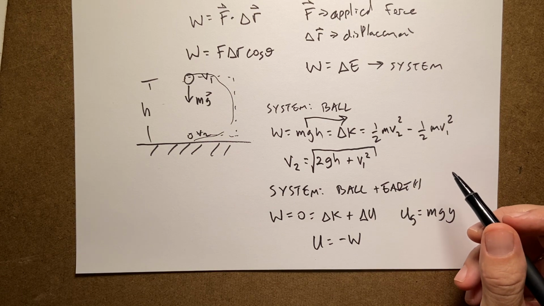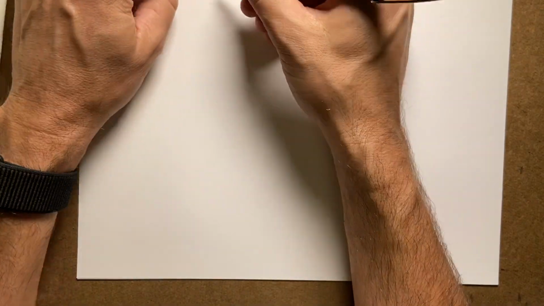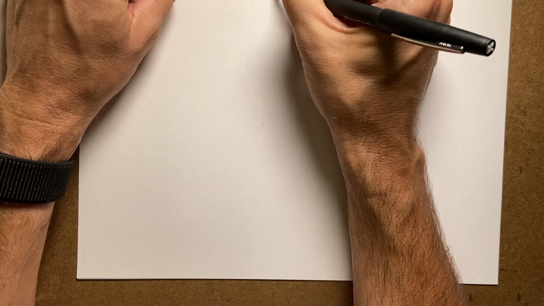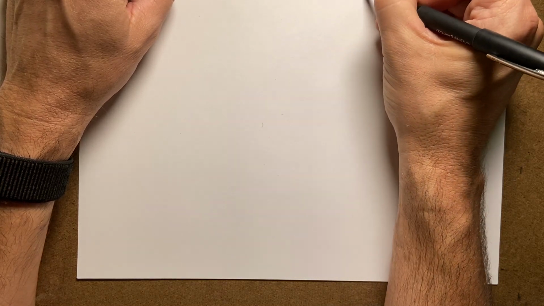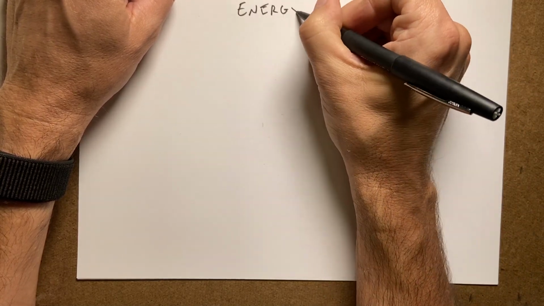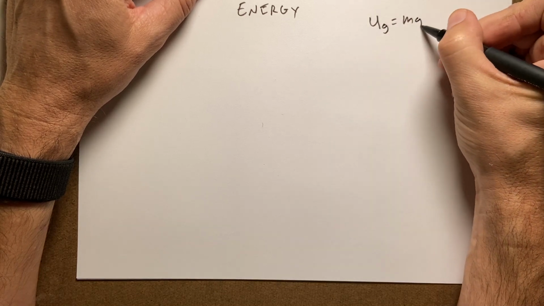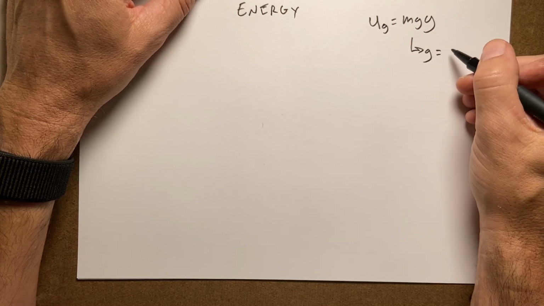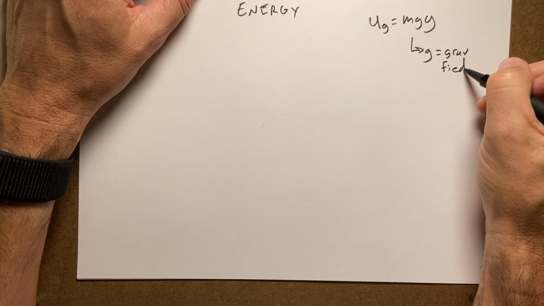Let's use this to talk about the electric potential energy. Oh, let me write over here. UG equals mgy. G is the gravitational field. In case you forgot, gravitational field. That's important when we get over here.